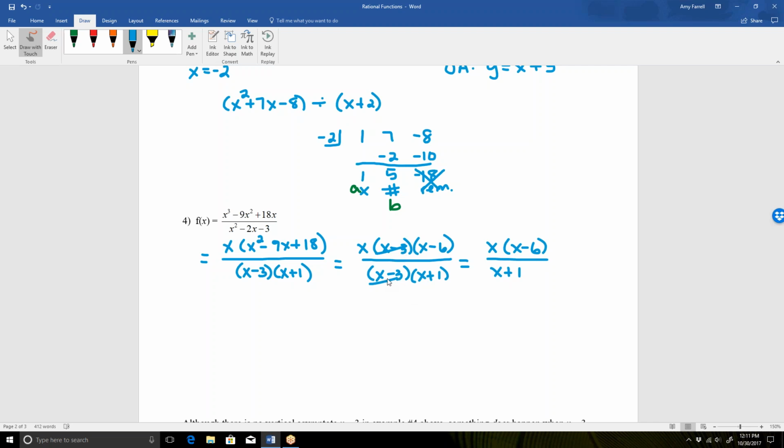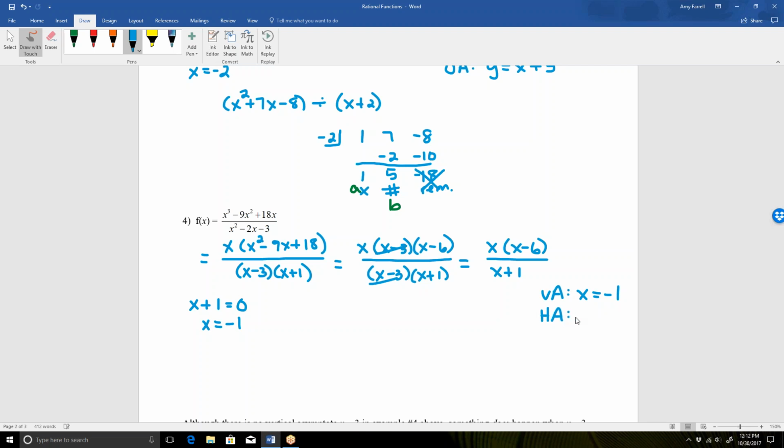So because I was able to cancel a factor of x minus 3, I only have one vertical asymptote. That one vertical asymptote is the equation x equals -1. So I do not have a vertical asymptote of x equals 3. When we determine vertical asymptotes, we look at the reduced function and find the zeros of the denominator. Okay, so vertical asymptote, we've got 1, it's x equals -1.